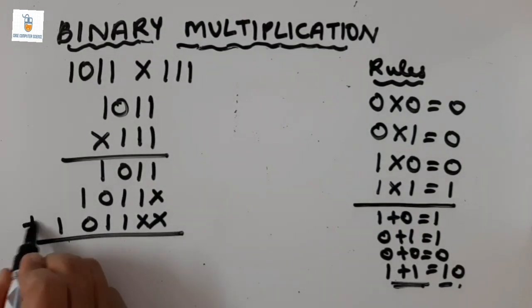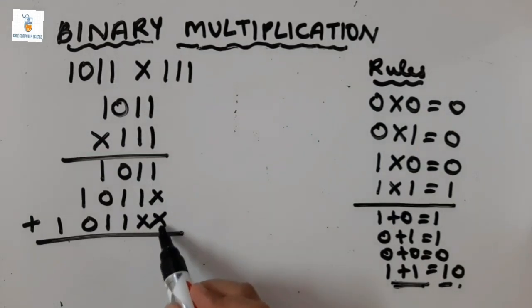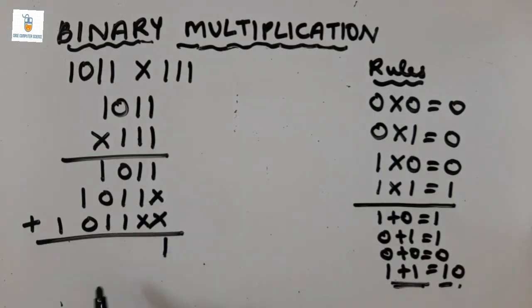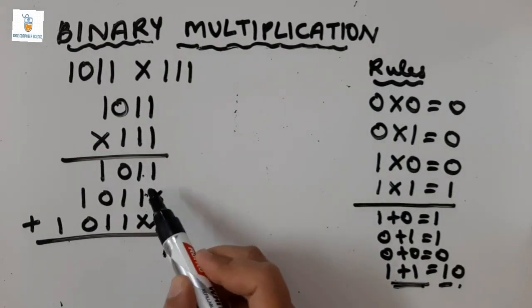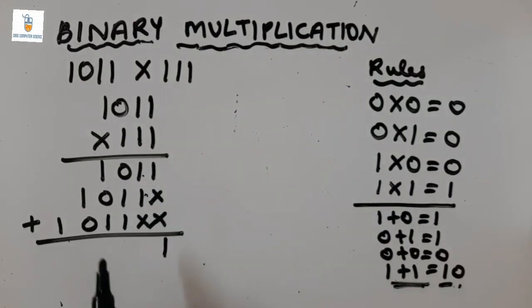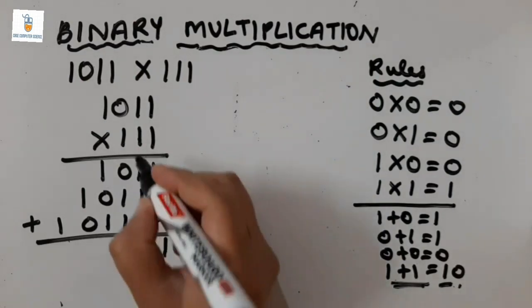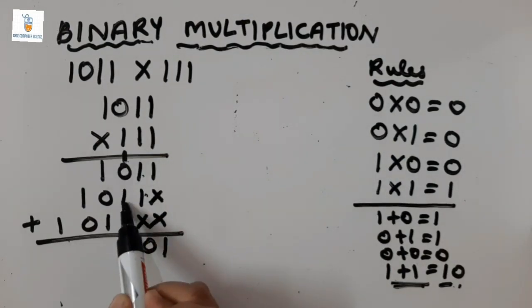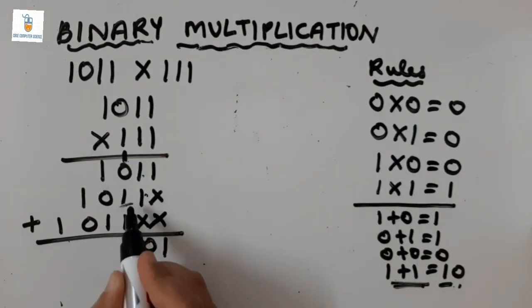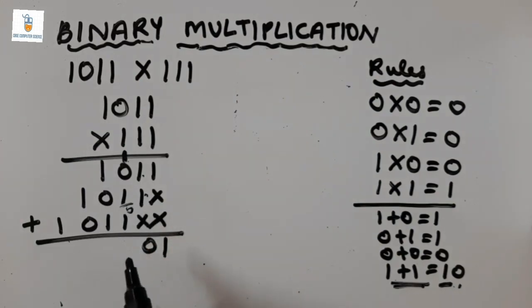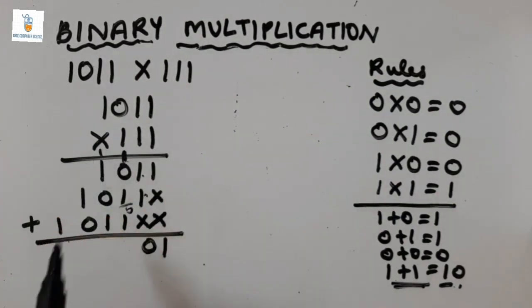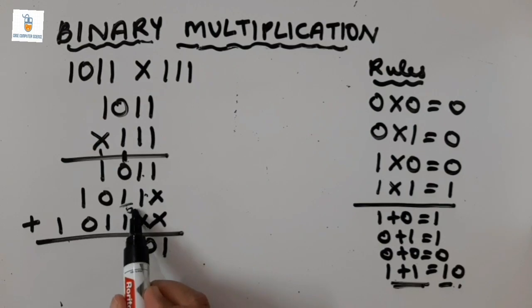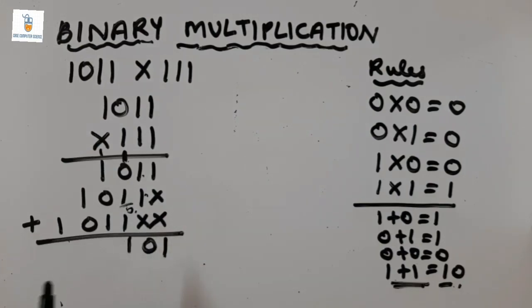Now we would add it. So 1 as it is we will write down. Now 1 plus 1 is 10, so 0 I would be writing down and 1 would be taken as carryover. Now 1 plus 1 is 10, so this will become 0 and 1 will be taken as carryover. Now the 0 obtained will be added to the below 1, so 0 plus 1 is 1.